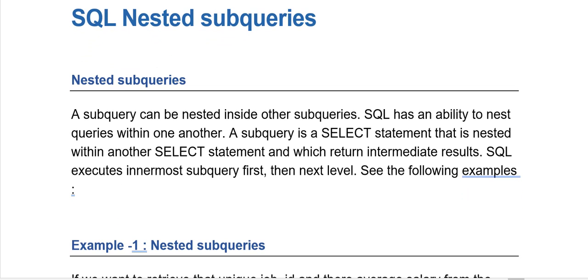Okay, now we'll see the nested subquery. That means one query is there, within one query there is a subquery, and within that subquery there is one more query. So this concept is called nested subqueries. A nested subquery can be nested inside other subqueries. SQL has the ability to nest queries within one another. A subquery is a select statement that is nested within another select statement and which returns the intermediate result. So SQL executes the innermost query, that is the subquery, first, and then the next level. So this is the sequence that nested subqueries follow.